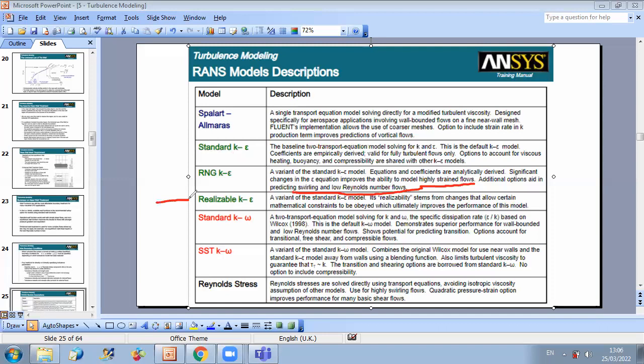Another option of K epsilon is the realizable K epsilon, and this model is mainly characterized by changes that will allow certain mathematical constraints to be obeyed, and therefore will improve the performance of standard K epsilon. We have seen, for example, that the realizable K epsilon model will give good prediction for the case of rounded jets, or when we have rotational effects, which are not included in the standard K epsilon model.